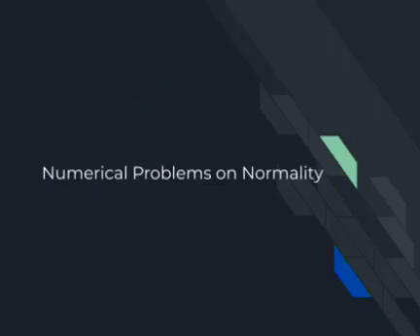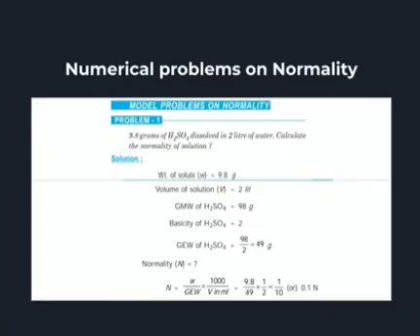Next, numerical problems on normality. First problem: 9.8 grams of sulfuric acid is dissolved in 2 liters of water. Calculate the normality of the solution.